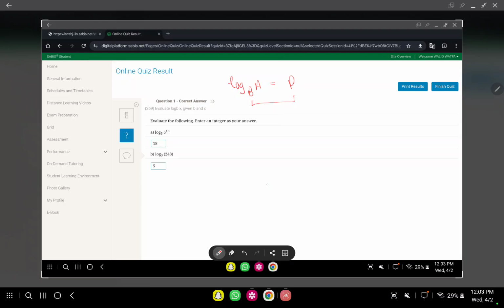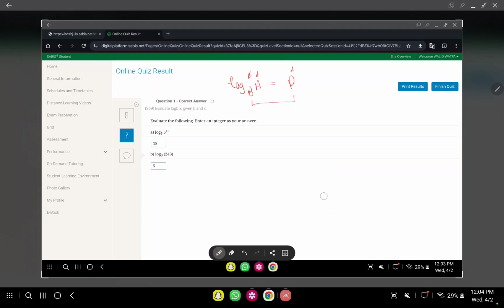BAP. So if I were to write for you log base 2, 8 equals p, this is the same as saying base, answer, power. So it's the same as saying 2 to the power of p is equal to 8. So obviously, what would p be equal to? P would be equal to 3, right? So remember, log base answer power.